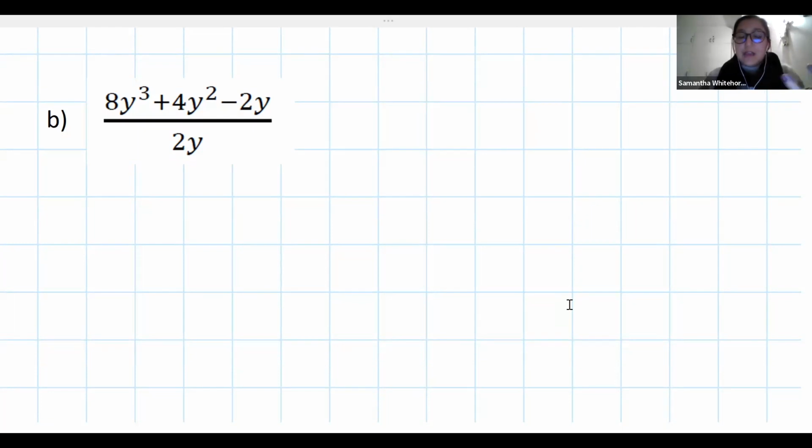What that means is I'm a bit stuck. I can't add anything there in the numerator. I now need to simplify this thing. So how do I do that?